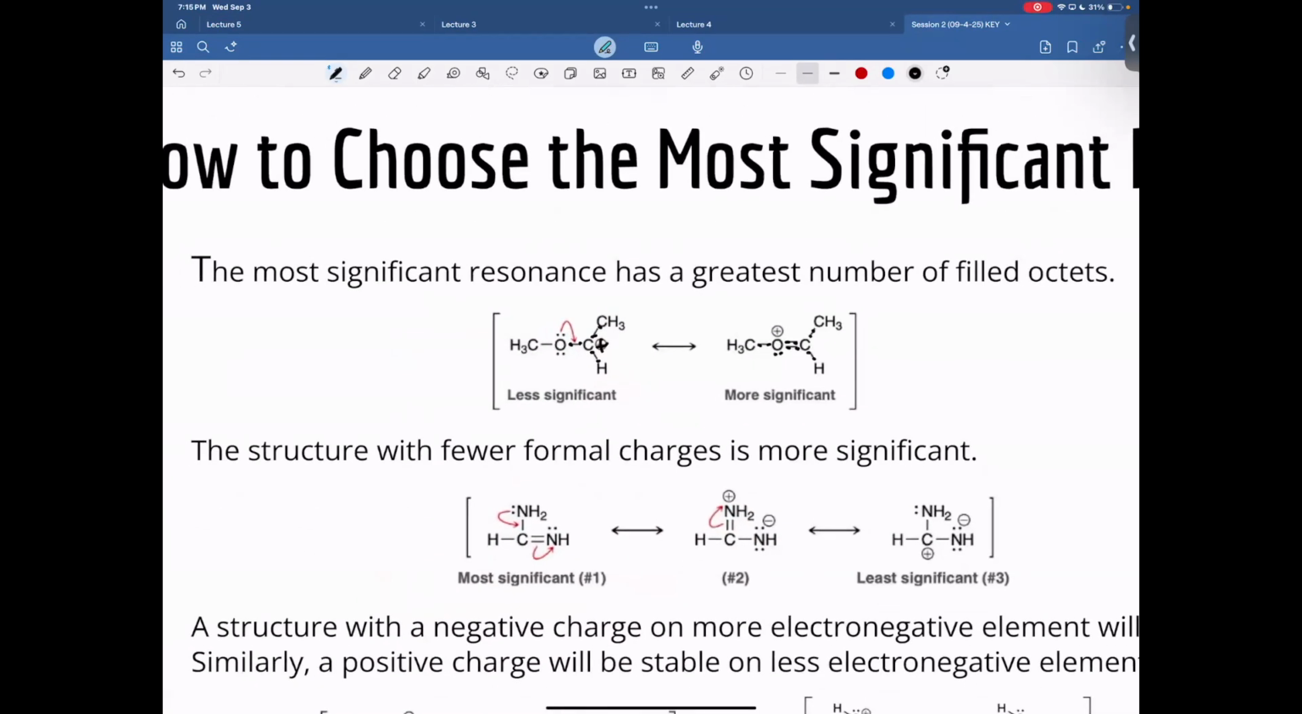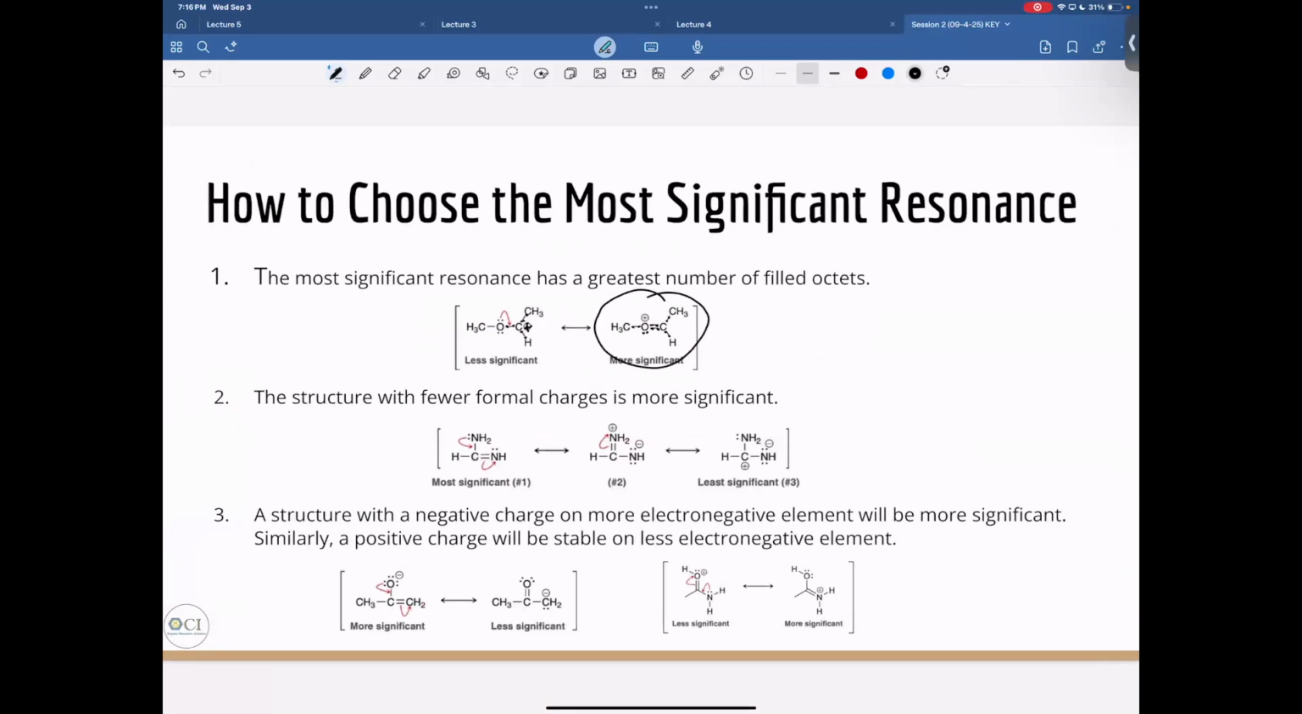Since in this resonance structure the carbon has a filled octet, this is going to be the more significant resonance structure, or in other words, the more contributing resonance structure as well. So when you decide which of the resonance structures is more significant, the first thing you look for is whether every atom has a filled octet.